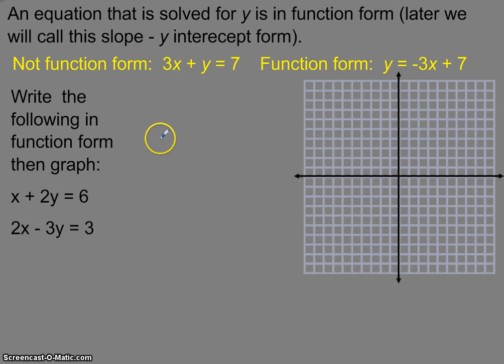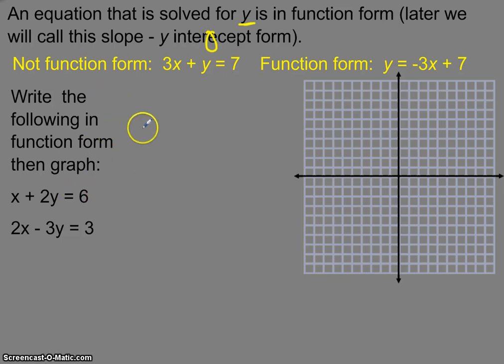Let's look at this. Now, this is the last thing we're going to do. We need to do it kind of quickly. I don't have too much time in this video to do this. We need to solve for y. So we're going to call it function form. An equation that is solved for y is in function form. Later, we're going to call this slope y-intercept form. Okay, and I spelled intercept wrong. I need to fix that.